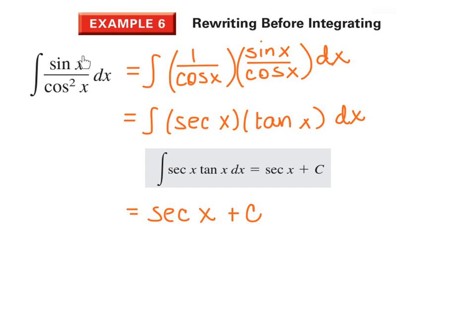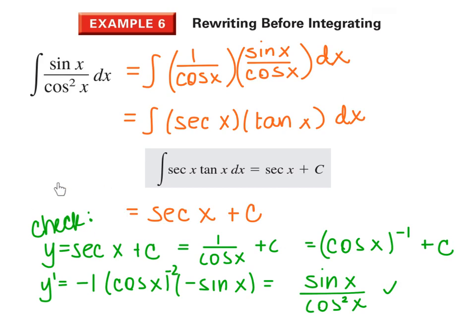There's only 1 sine x, so that means that one of the fractions gets a sine and the other one just gets a 1, because 1 times sine of x is sine of x, and cosine times cosine is cosine squared. And so 1 over cosine is the reciprocal of cos, which is secant, and sine over cosine is tangent. And we actually have a rule for secant times tangent, so that gives me secant of x plus c.